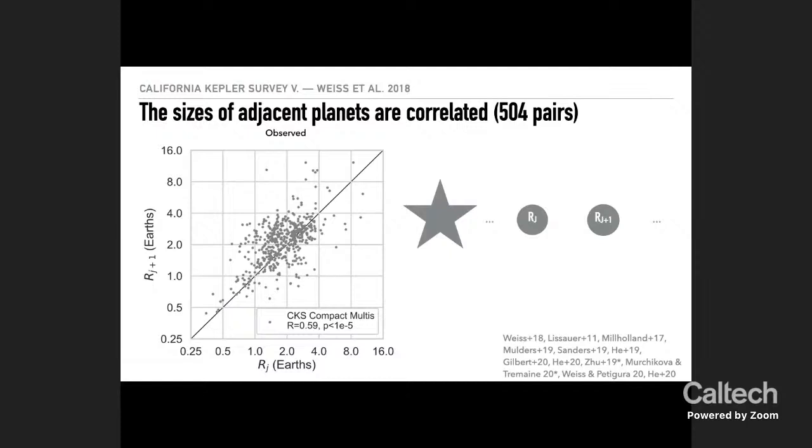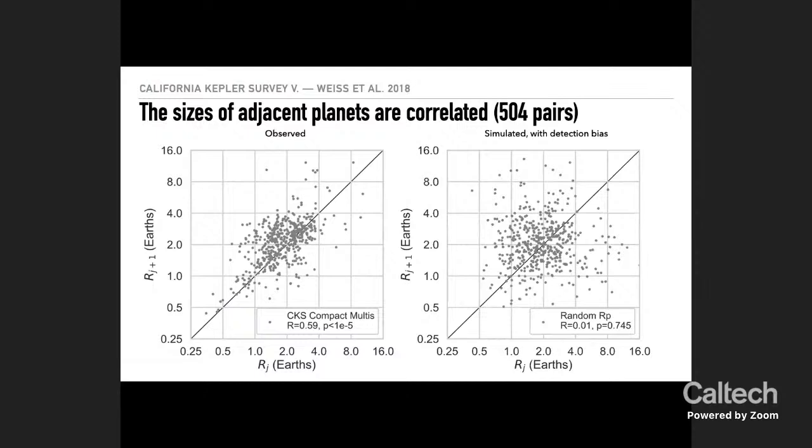This sample includes planets in systems with multiplicity 2 or larger and spans 504 unique pairs of planets. You might wonder if this pattern is somehow linked to Kepler's detection bias. It's easier to find big planets than small planets, but that bias is well known and we can mimic it. By drawing planet sizes at random in a way where the planets don't know the sizes of their neighbors, and then simulating Kepler's detection bias, we produce the plot on the right, which, as you can see, doesn't actually look like the observed pattern.